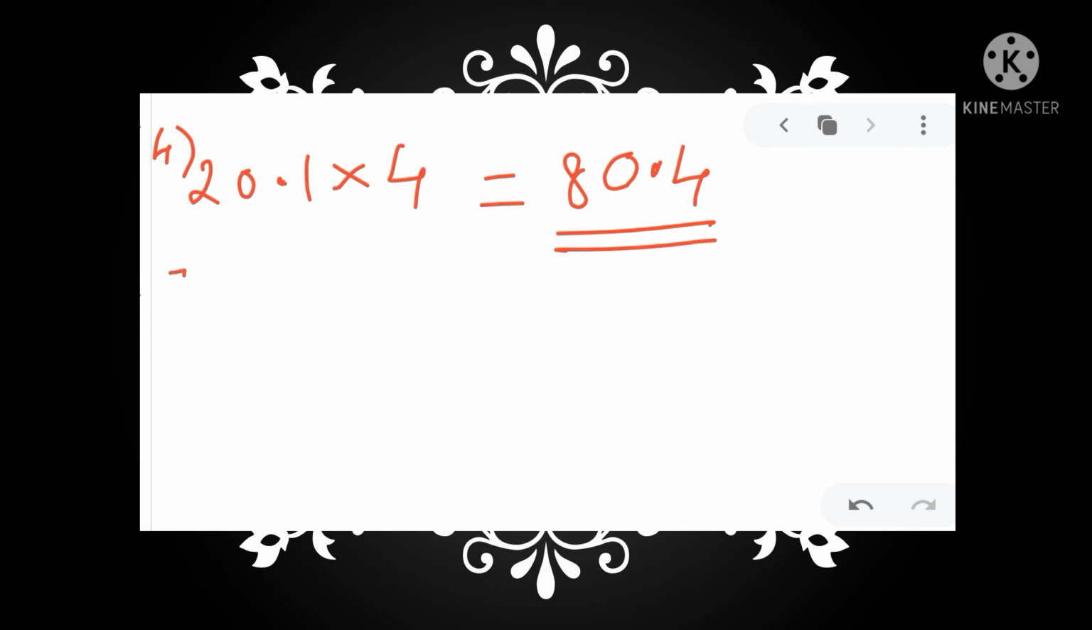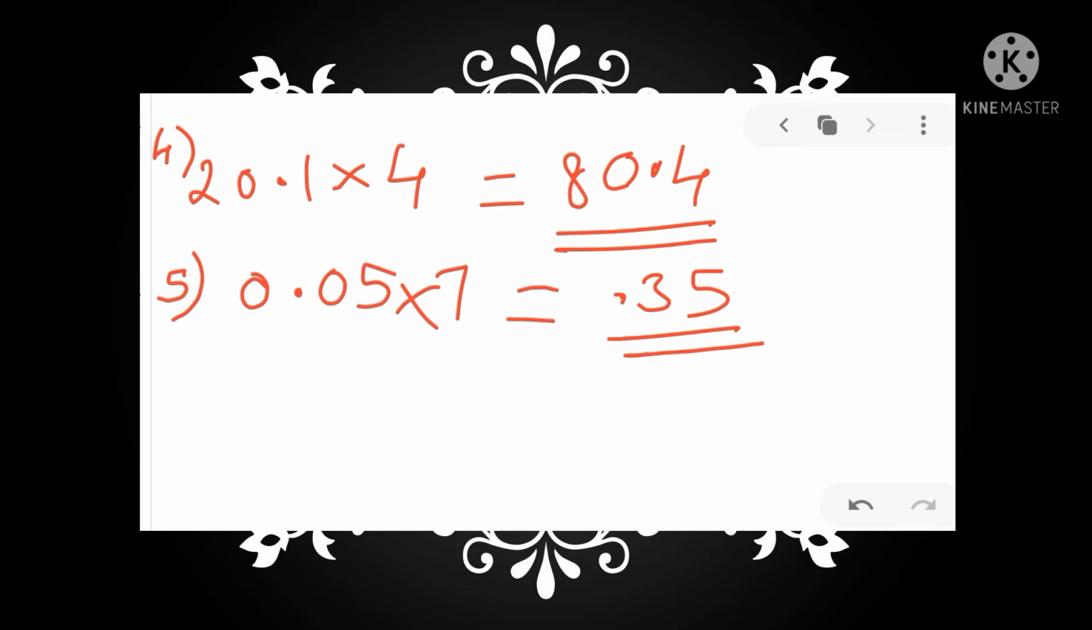The next step, 20.1 into 4. That is the fourth question. This is 804 and the correct answer is 80.4. Fifth question, 0.05 into 7. Here we can see that 0.05 contains 2 decimal places and 7 contains none. We want to multiply 5 and 7. So it is 35 and the total number of decimal places is 2. So the answer is 0.35.